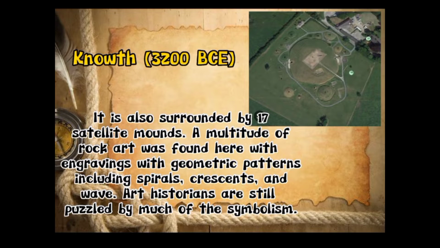Second is Knowth. It has two passageways. It is also surrounded by seven satellite mounds. A multitude of rock art was found here, with engravings of geometric patterns including spirals, crescents, and waves. Art historians are still puzzled by much of the symbolism.